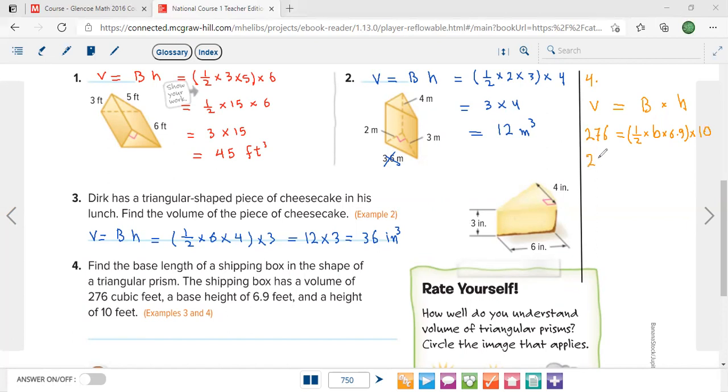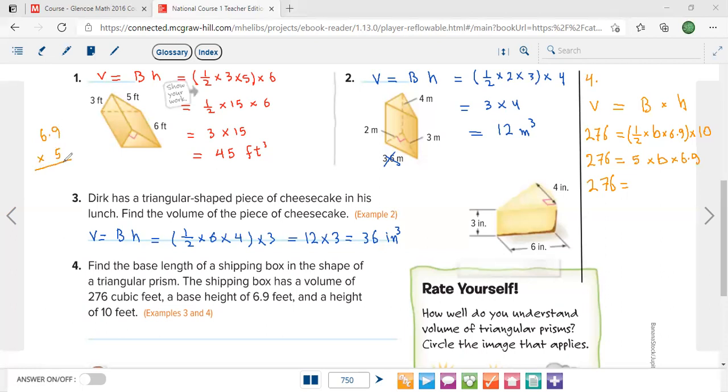So this is 276. It's easy now to find half of 10, and instead of multiplying half times 6.9, half of 10 is easier. So half of 10 is 5. So this is like 5 multiplied by b, the unknown, multiplied by 6.9. So I will drop down 276 again. What is 5 times 6.9? Let's see. 5 times 6.9.